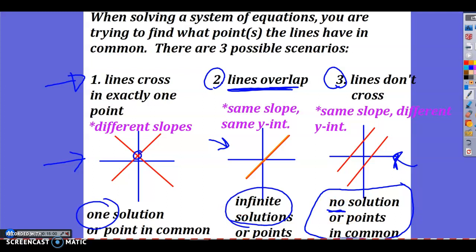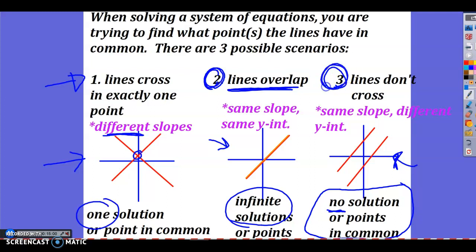One more thing I want to point out is that if lines are going to cross in exactly one point, their slopes are going to be different. They'll be going at different angles, so eventually they will cross. If you have scenario number 2, where one line is on top of the other, they're exactly the same line, so they have the same slope and the same y-intercept.